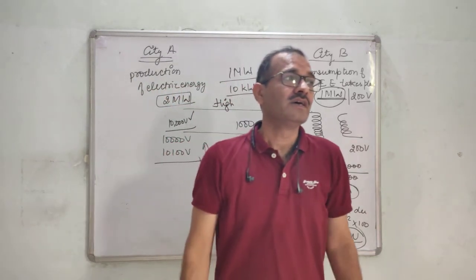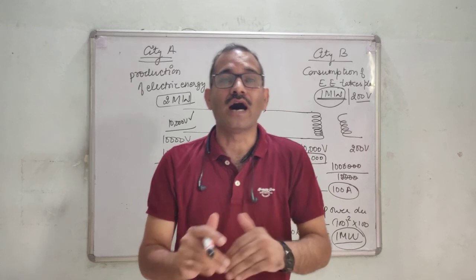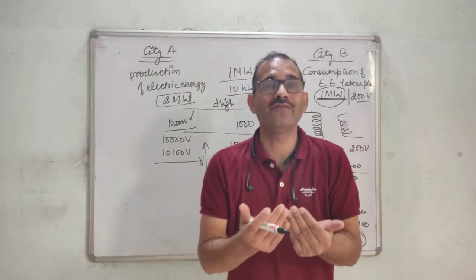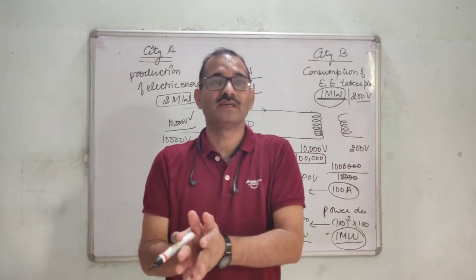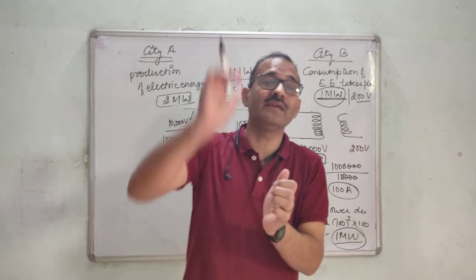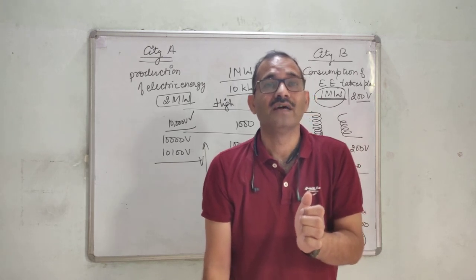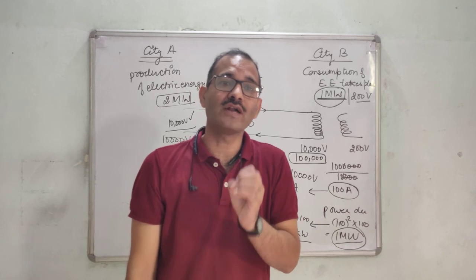That is why it is beneficial to produce alternating voltages. AC voltage has an advantage because AC voltages can be transformed, their magnitude can be increased or decreased by the use of a transformer. Therefore, AC voltages have more advantage.